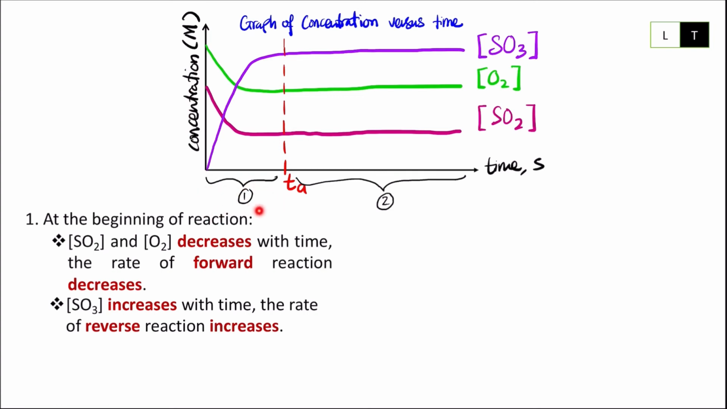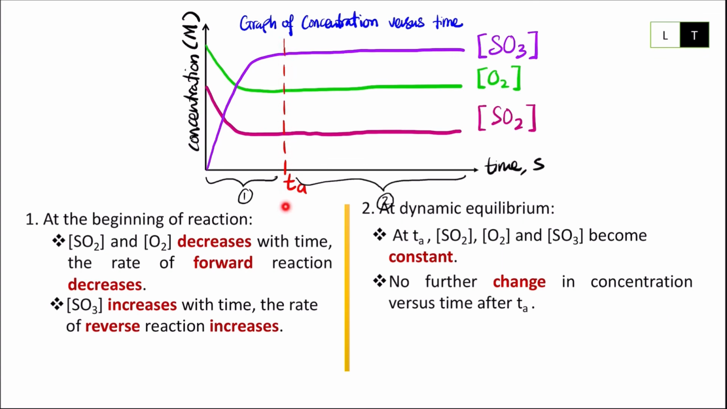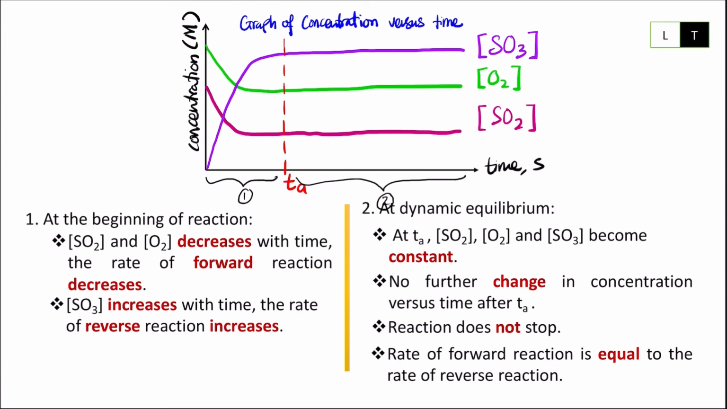So, 2 points for the explanation at the beginning of this reaction. Bahagian 1. Next, go to the second area. This is what we call as at dynamic equilibrium. So, at dynamic equilibrium, at TA, concentration SO2, O2, and SO3, all of them become constant. So, there will be no further change in their concentration versus time after TA. Sebab tu, labeling untuk TA is very important in your sketching. Next point, reaction does not stop, but rate of forward reaction is equal to the rate of reverse reaction.